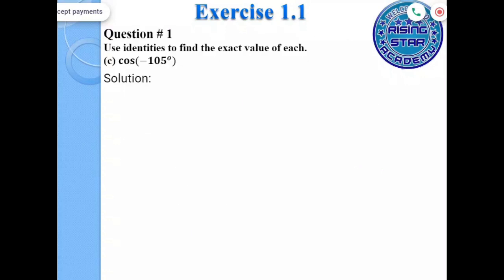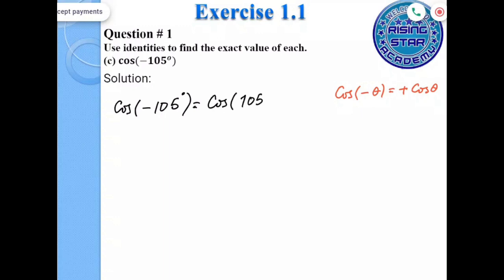Thank you. So here we will use the identity to find the exact value of cos of minus 105. So we know the formula that cos of minus theta is equal to positive cos theta. So according to this, I will write it: cos of minus 105 degree is equal to cos of 105. Now I told you before we will break it in multiples of 15.